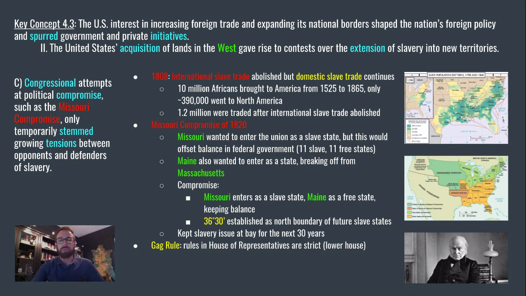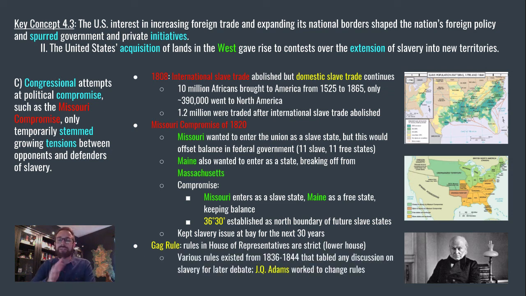Another thing that prevented the debate over slavery, especially getting rid of it or changing it, was something called the gag rule. So this was a rule in the House of Representatives, and one of the reasons that exists is the House of Representatives, the lower house of Congress, has a lot more strict rules that regulate who can talk when and what's going on.